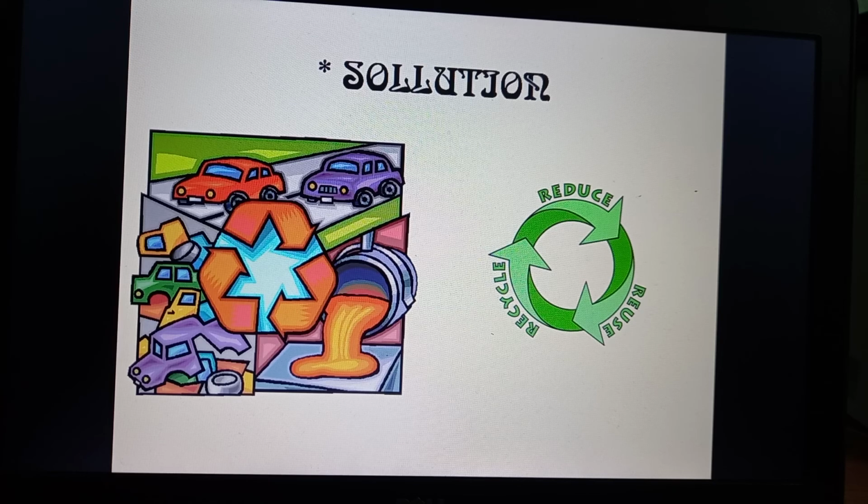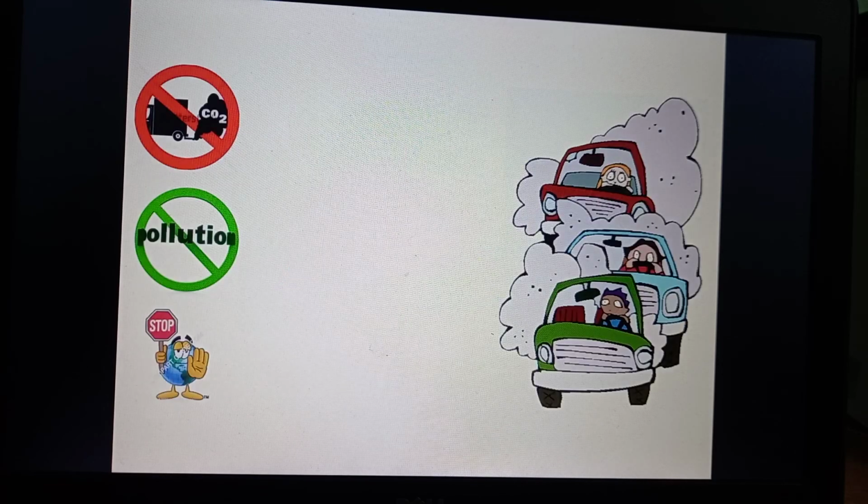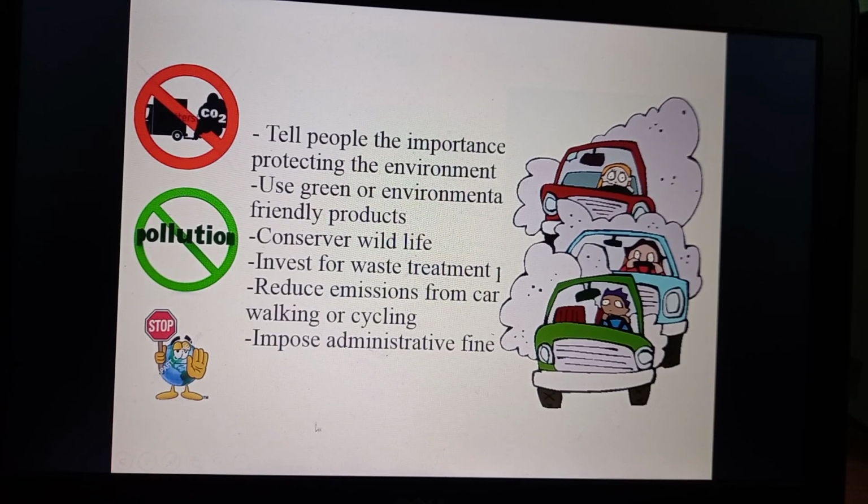Or reuse, reuse là tái sử dụng. Vậy ngày nay là ở trên môi trường của chúng ta và đặc biệt các cái shop bán cửa hàng người ta khuyến cáo chúng ta là nên dùng những cái túi reuse, tái sử dụng khi đi mua hàng. Đấy cũng là một cách rất là tốt. I think we should tell the people the importance of protecting the environment, use green or environmentally friendly products, conserve wild animals, invest for waste treatment, reduce emission from cars, walking or cycling, improve administrative fines.